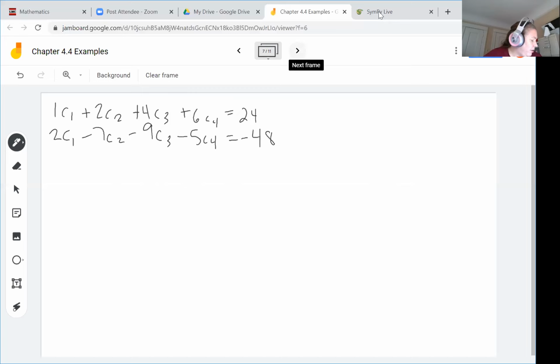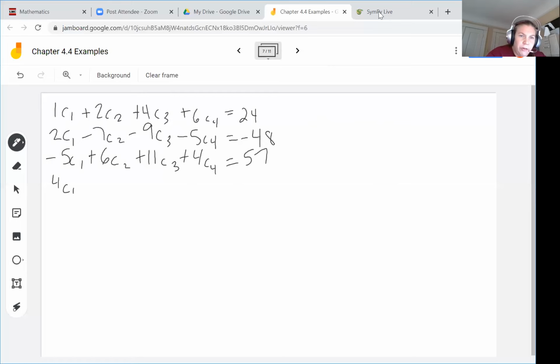Okay, so then the next entries in row 2, column 1 are going to give us this system: negative 5C1 plus 6C2 plus 11C3 plus 4C4 equals 57.